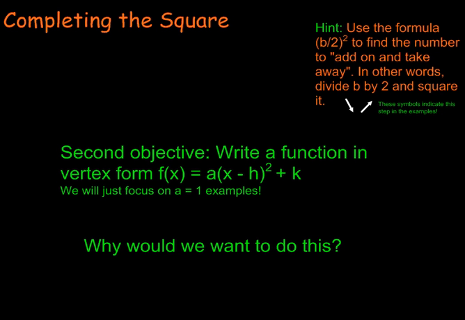You'll notice in the right-hand corner of each of the slides there's going to be this hint: use the formula b divided by 2 squared to find the number to add on and take away. So we're going to divide b by 2, square it, and you're going to see those symbols with the arrows to indicate that step.